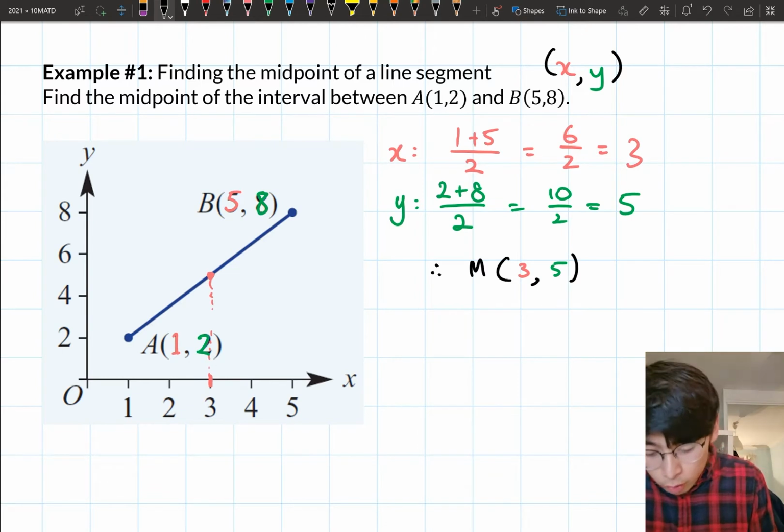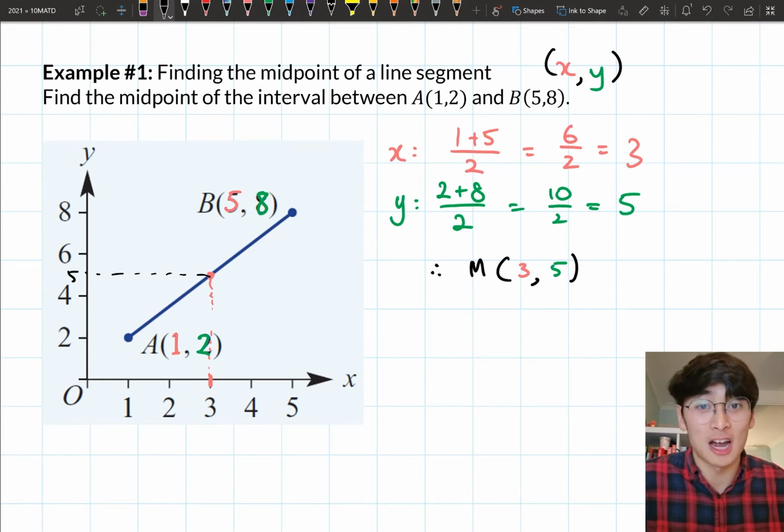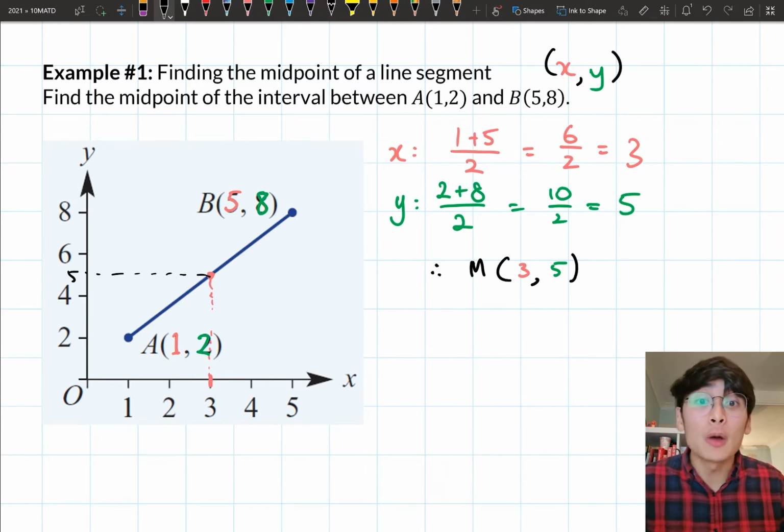So here, if you have a look, it kind of matches up to 5. And so there we go. That is our midpoint for this first diagram, for this first question. Okay, let's have a go at another question.